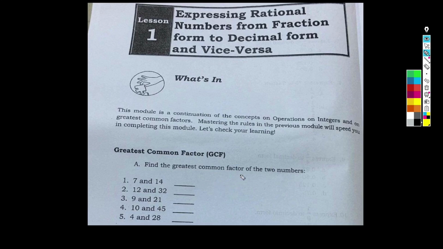To find the greatest common factor, let's find the factors of 7 and 14. What are the factors of 7 and 14? That will be 1 and then 7. Also for 14, that will be 1, 7, and 14, right? Oh, we have also a 2. 1, 2, 7, and 14. We could see that the smallest is 1, but the greatest common factor is 7. 7, right? So therefore the answer is 7.